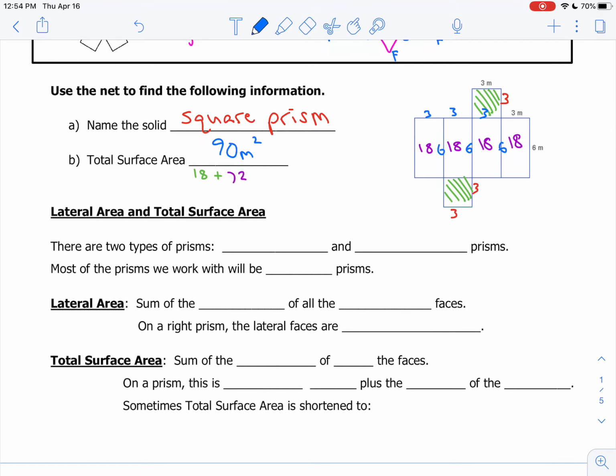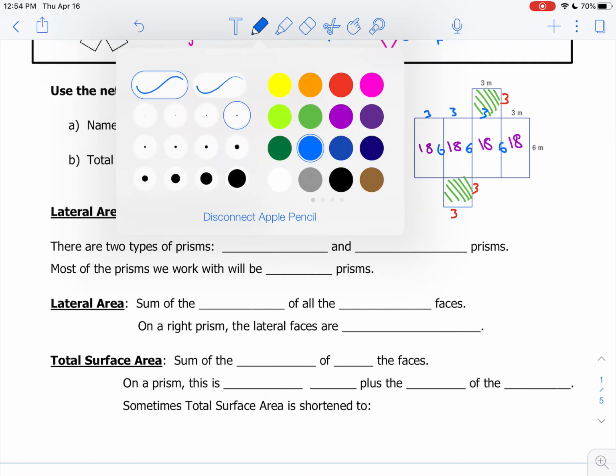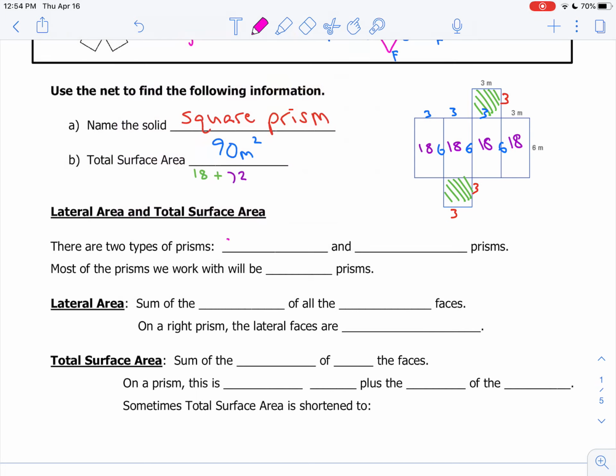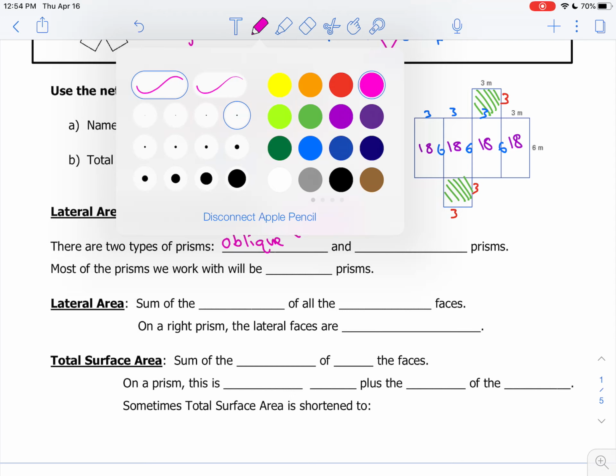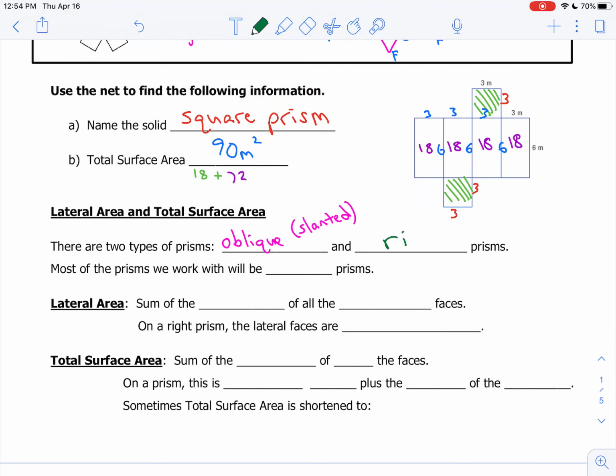So there are 2 types of prisms that you'll see in this class. There are oblique. That's a very tricky word. Oblique just means slanted, where they're not straight up and down. And you're going to see lots of right prisms. Those are the ones that we love. That's where all the lateral edges are perpendicular to the base. And the ones that we're going to work with in this class, most of them will be right prisms. So straight up and down, nothing crazy, leaning over.